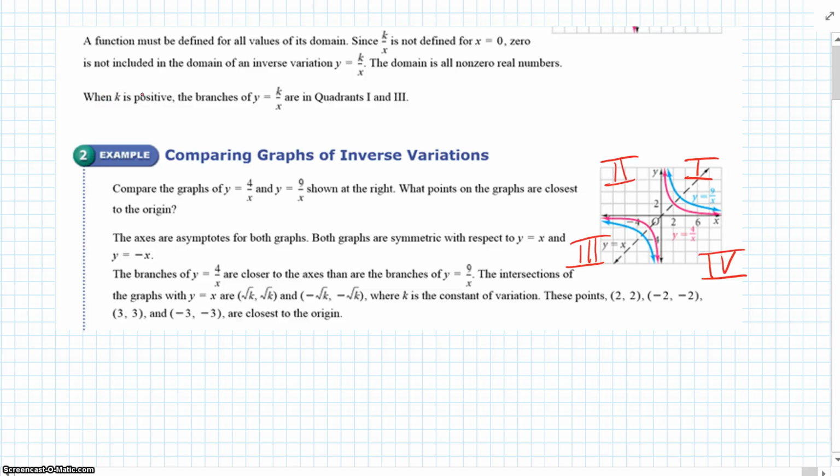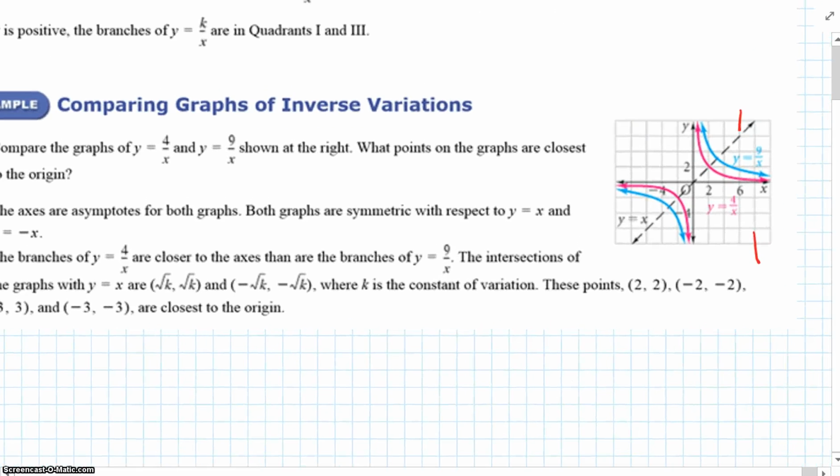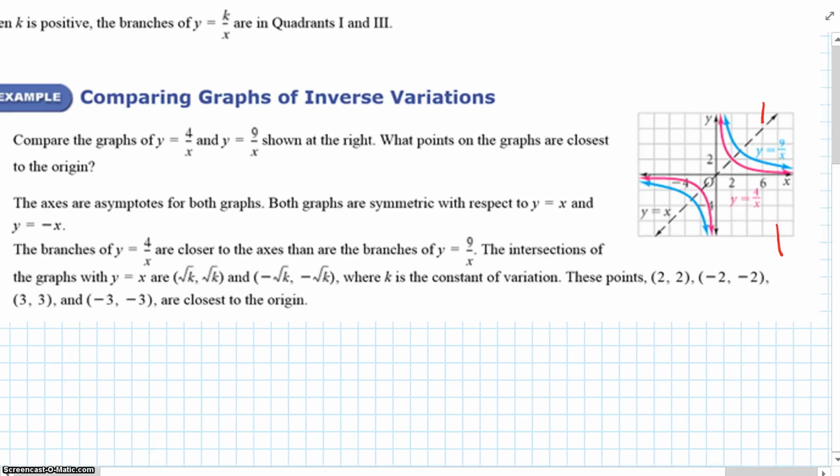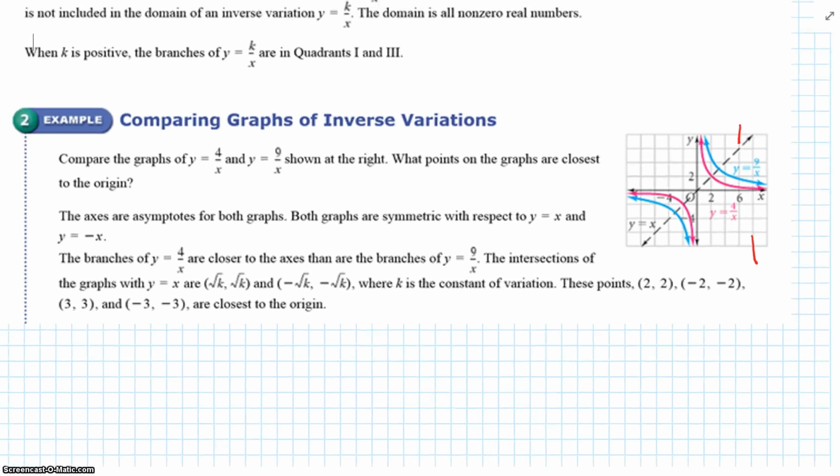So compare the graphs. Let's erase everything on here. Compare the graphs of y equals 4 over x and y equals 9 over x. What points are closest to the origin? The red one is y equals 4 over x. The axes are asymptotes for both graphs. Both graphs are symmetric with respect to y equals x and y equals negative x.